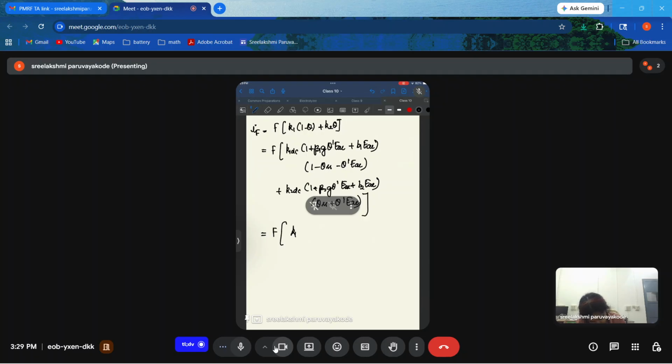IF equals K1 DC 1 minus theta SS minus K1 DC theta dash EAC plus K1 DC beta 1 G theta dash EAC 1 minus theta SS. So what I'm doing is simply removing the bracket: K1 DC I'm multiplying with 1 minus theta SS, then with theta dash EAC, then again K1 DC beta G theta dash EAC terms, each multiplied by each one. So I'm taking each term, multiplying it and simplifying it. That's it. Nothing else is being done.